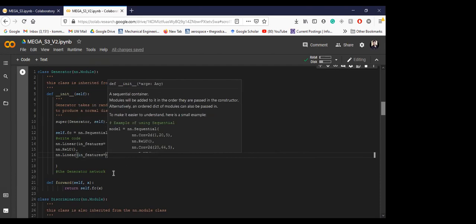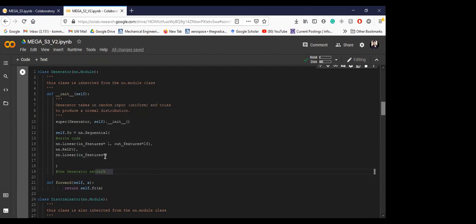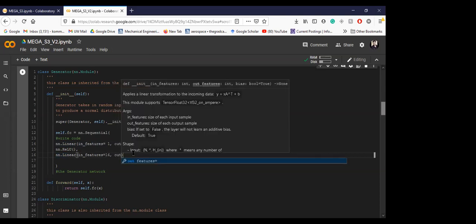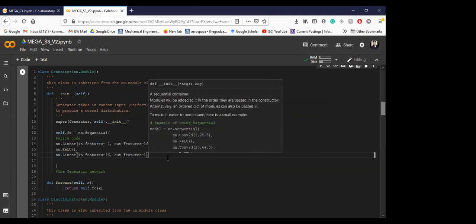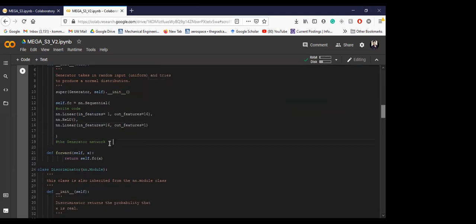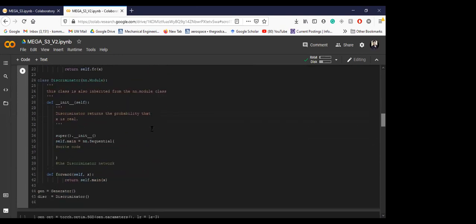There's something which I want to mention. Since this is the input layer and this is the output layer, and they are both fully connected, the number of out features from the first layer should match the number of in features in the second layer. So this has to be 16, and at the output, since we only have the probability of it being fake or real, we only have one output. So that's it. We now have a generator network with one hidden layer. It takes in the inputs and it throws out an output.